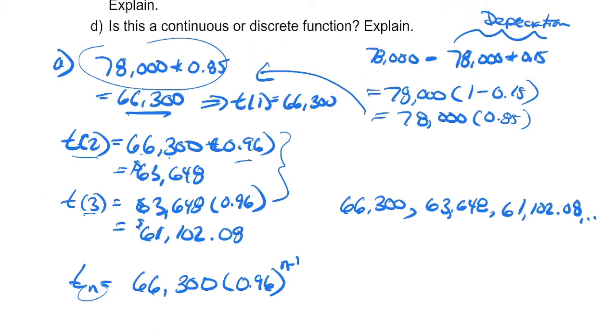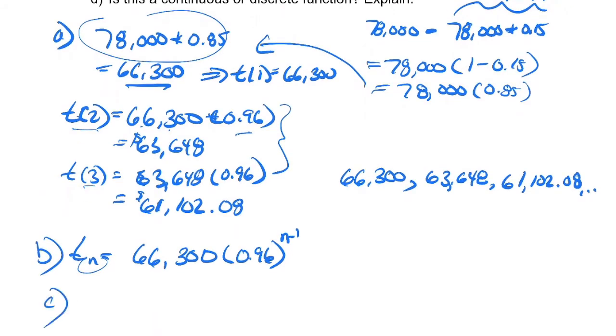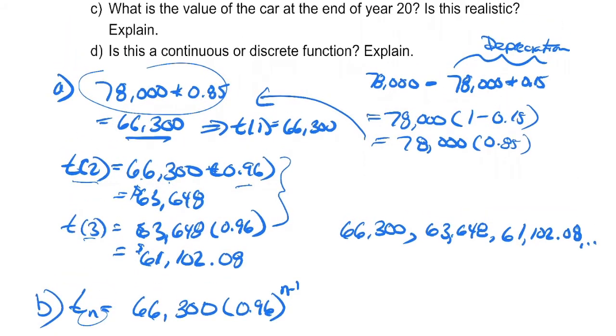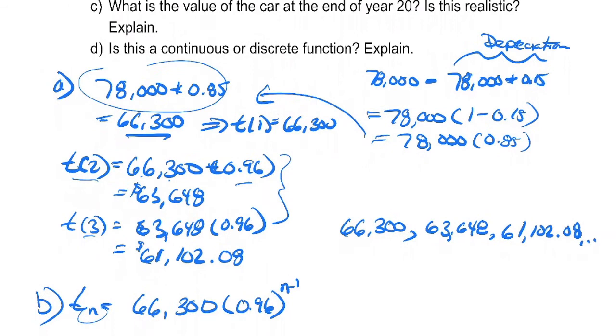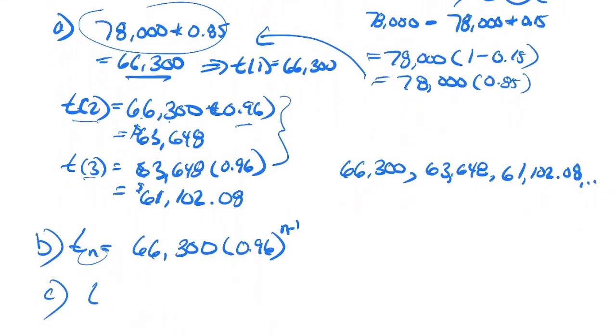So that could be a general formula. So that's B. C, and this is why we want the explicit formula, is that we could calculate the value of the car after 20 years. So here we say, well, after 20 years, in other words, what's the 20th number of my sequence? That's T of 20. That's going to be 66,300 times 0.96 to the power of 20 minus 1, which is 19. And take that in my calculator.